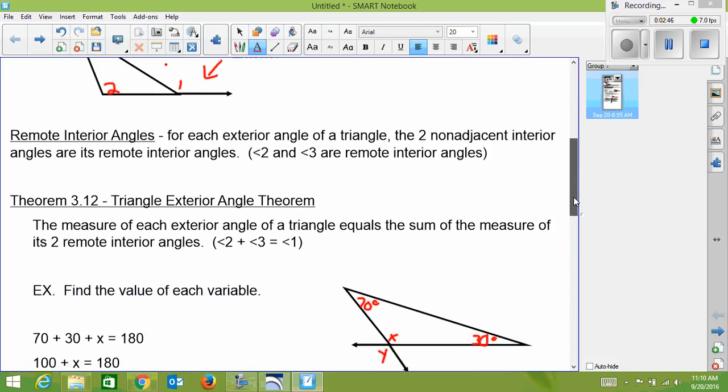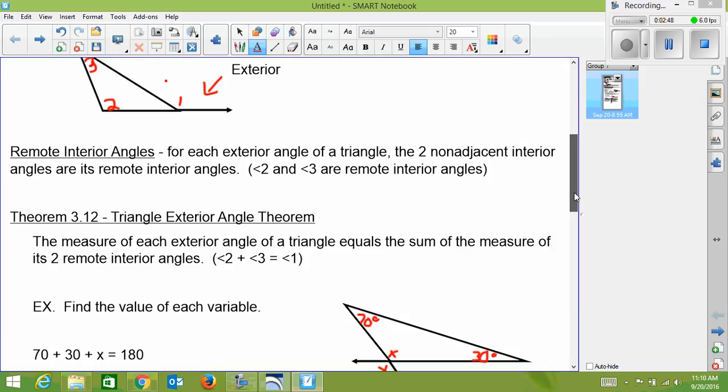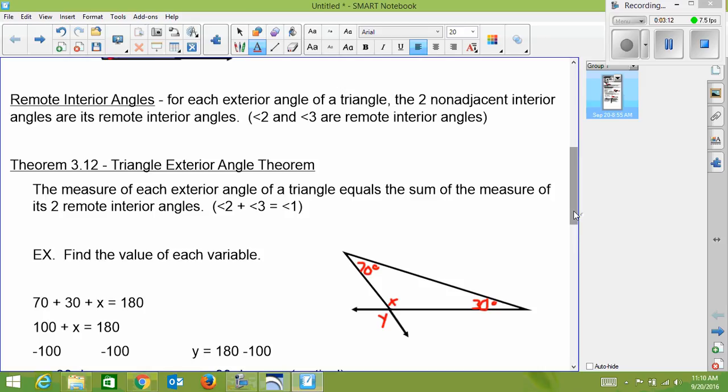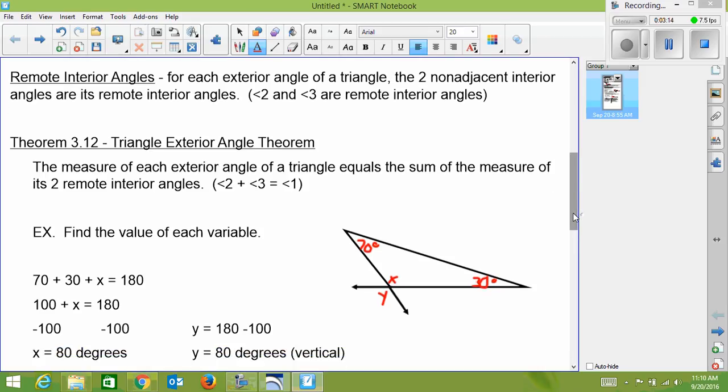So then for my example here, I have written 70, I have a picture to go with it. 70 plus 30 plus x would equal 180 degrees, and that would make sense, right? So I need to find x and y from this little example right here. The three inside angles have to add up to 180. So 70 plus 30 is 100, so I just combined it. Then I'm going to subtract 100 from both sides, leaving me with x equals 80 degrees. Okay, that's a fairly simplified problem.